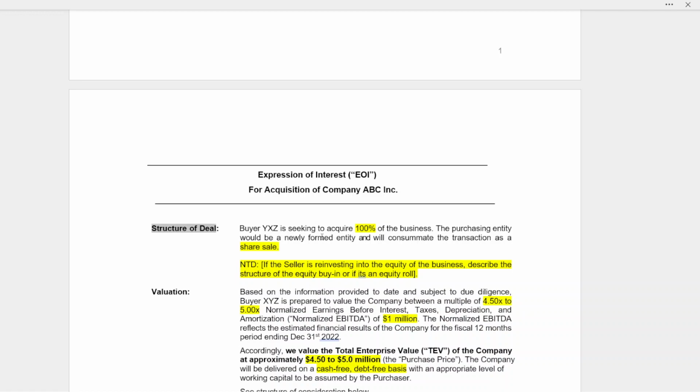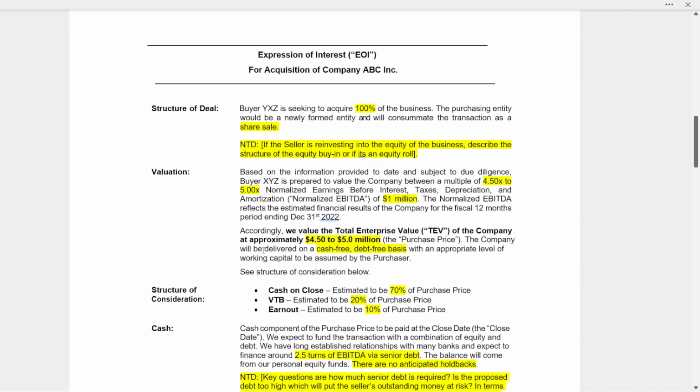And this is important, especially when you're not just buying 100%, but maybe you're buying 70%, and the seller's going to stay on and invest alongside you. How does the seller invest alongside you? Is he buying into the equity box alongside you, or is he going to roll equity? How does that look? So alluding to the structure of the deal is important because obviously there's tax implications that the seller needs to understand.